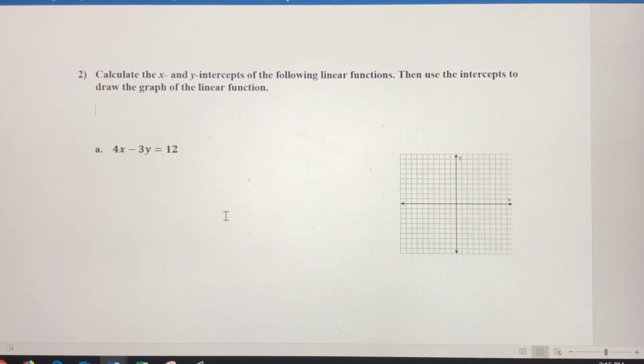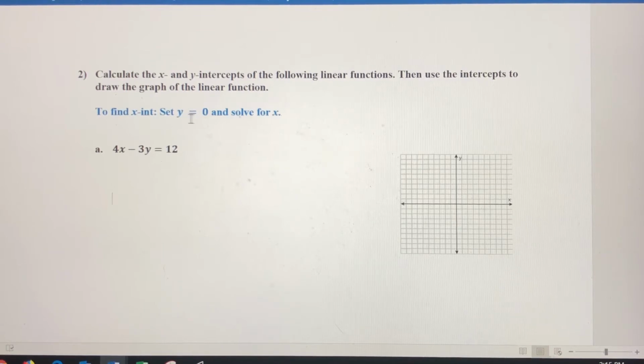So in this video, we're going to calculate the x and y intercepts of a linear function or a linear equation that's given to us in standard form. And then we're going to use those intercepts to graph the linear equation. In order to find the x-intercept, we're going to have to go through a couple of steps.